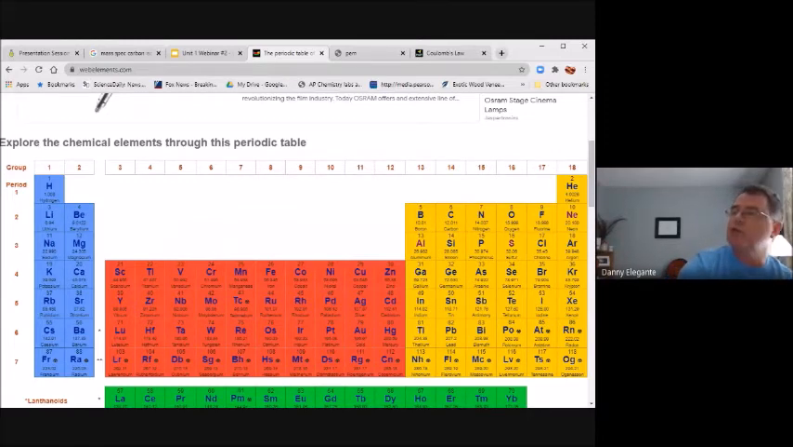So nitrogen would have 3 orbitals, each with 1 electron in it. So it would have 3 orbitals, which can hold 2 electrons, but there'd only be 1 in each orbital. Oxygen would have 1 orbital with 2 electrons in it, and 2 orbitals with just 1 electron in it.